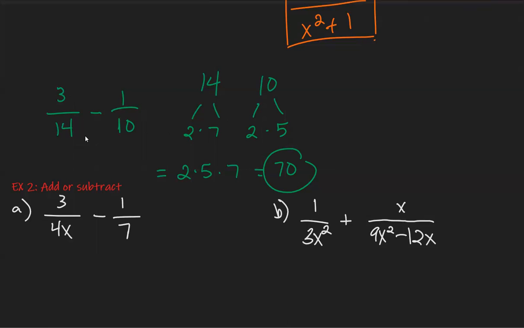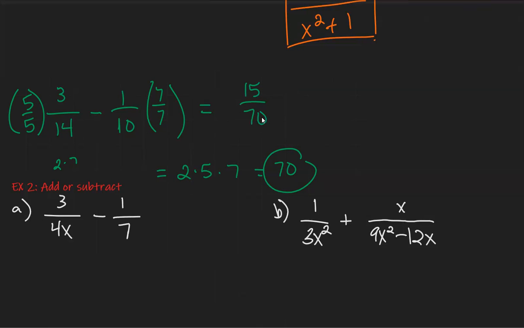So we know our common denominator is 70. Let's get that here. Okay, so what do I multiply the 14 by to get 70? Well, remember, 14 is 2 and 7. So what is it missing? It's missing the 5. So I have to multiply by 5 over 5. What about our second fraction? I have 10. What do I need to get 70? Multiply by 7. Because remember, 10 is 2 and 5, it's missing the 7. Okay, so what do we get here? We get 15 over 70 minus 7 over 70. Okay, 15 minus 7, that's going to be 8 over 70.